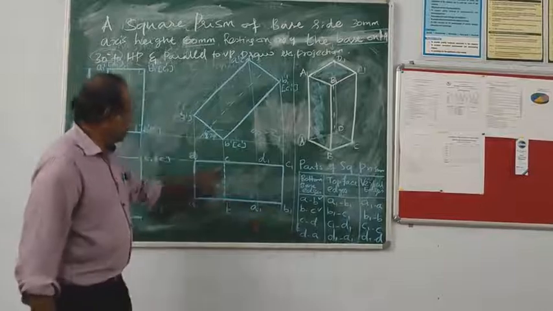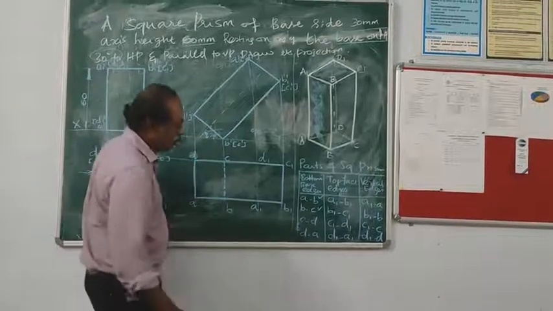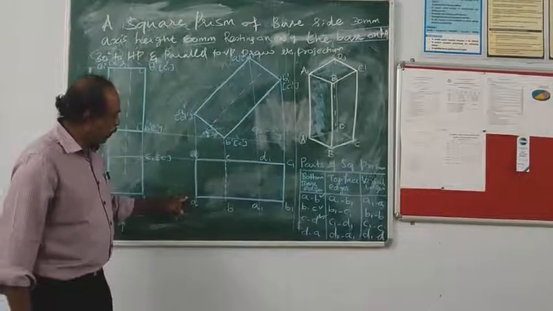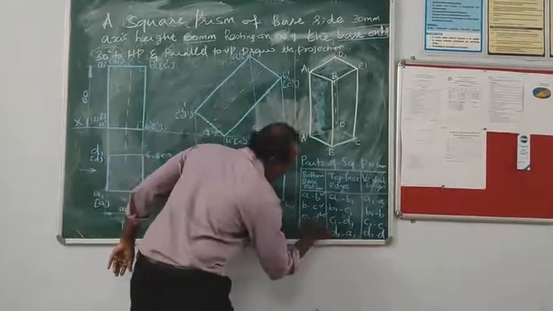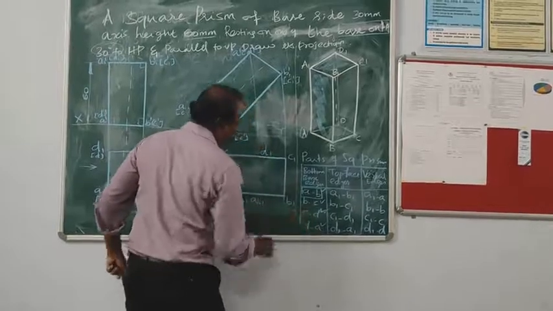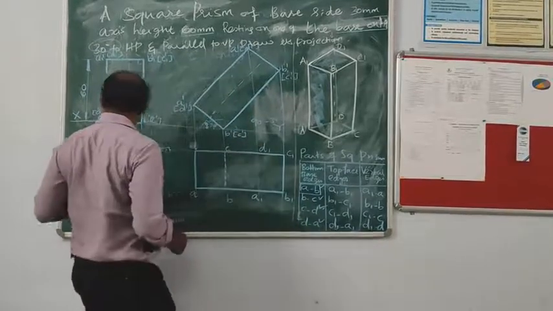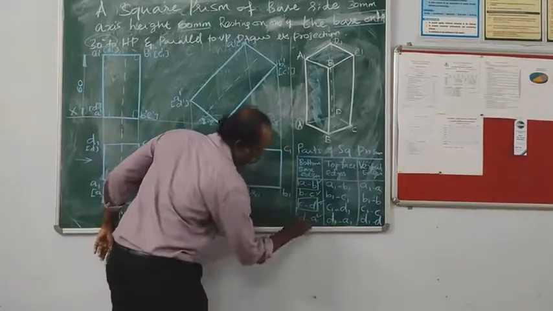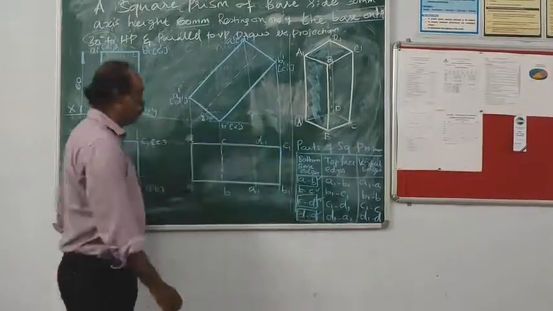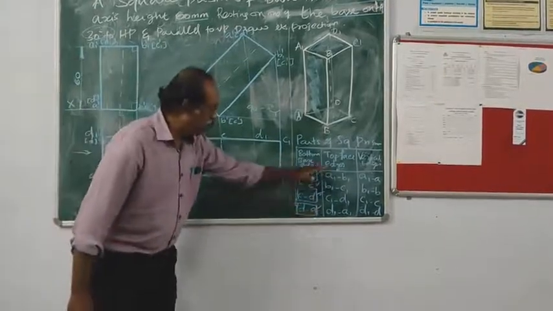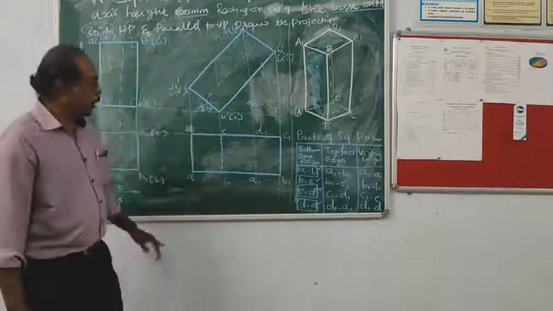C and D are already connected by the boundary. D and A are connected by the boundary. So A and D are already connected to the boundary. B and C we checked from this side as a dotted line, and C and D, D and A are connected to the boundary, so we leave them. We are completing the bottom base edges.